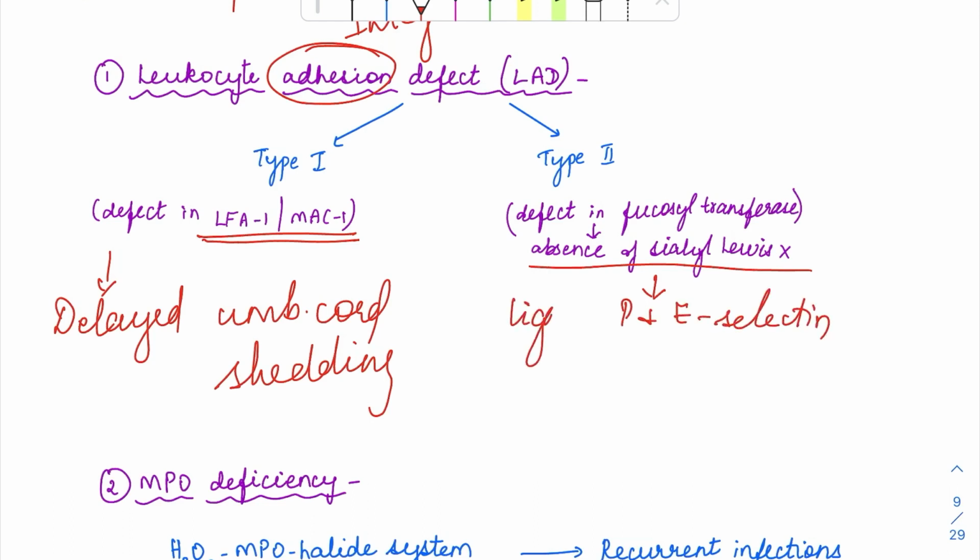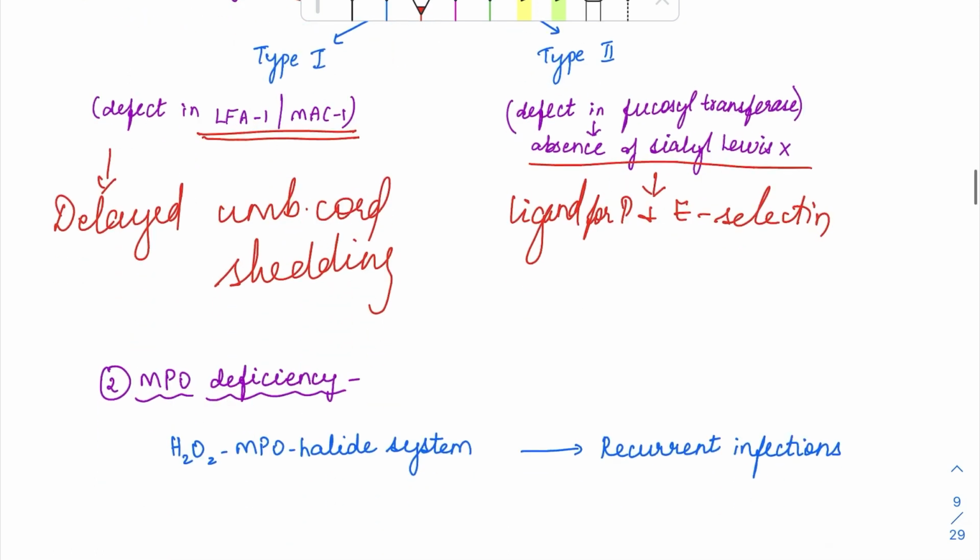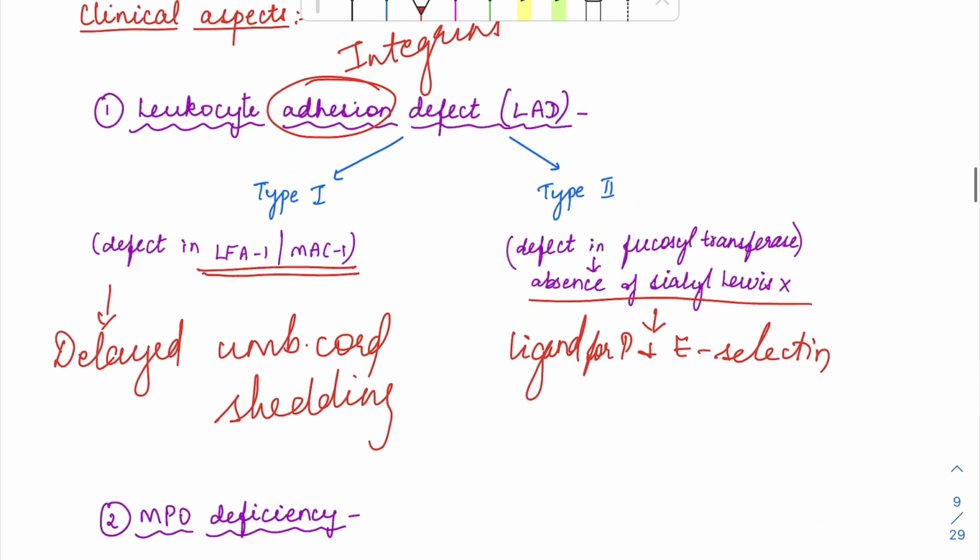So this is the ligand for E and P selectin. Without this ligand for P and E selectin on the WBCs, again adhesion cannot happen. So again there are going to be adhesion defects. All of these clinical syndromes are going to result in recurrent infections, so there will be a history of recurrent infections also.